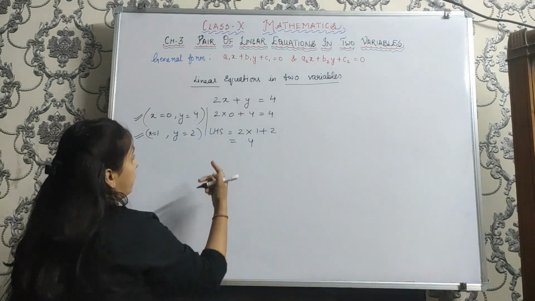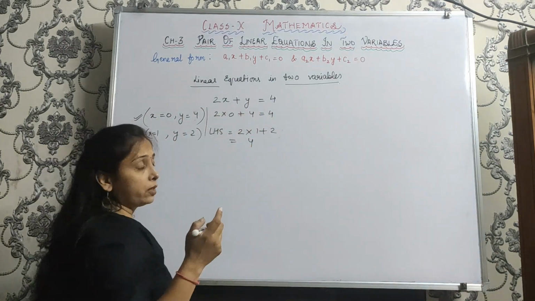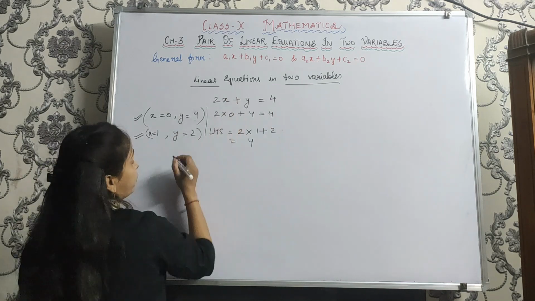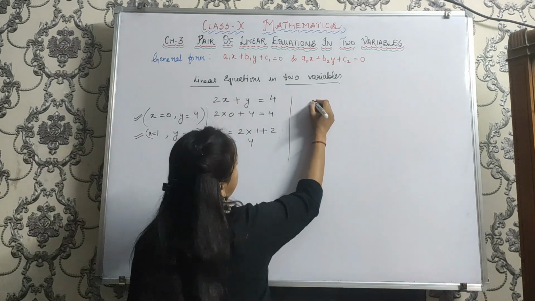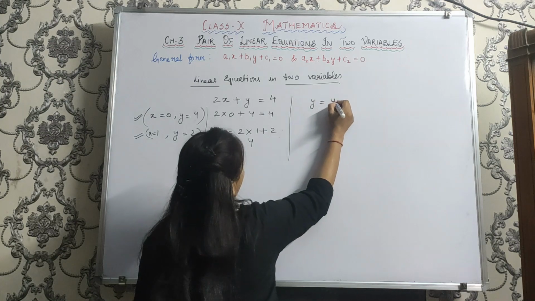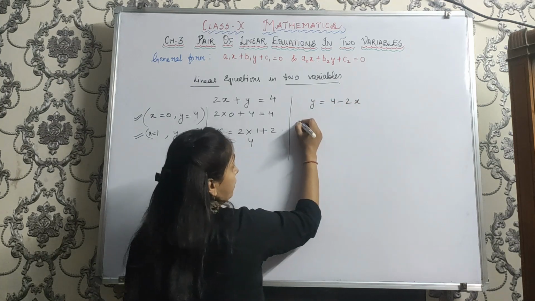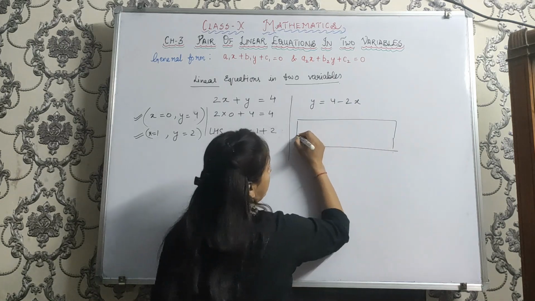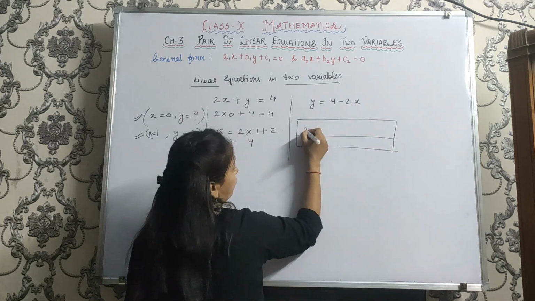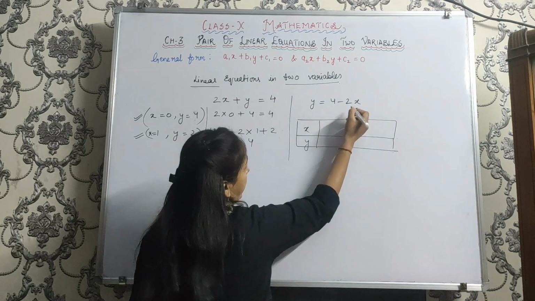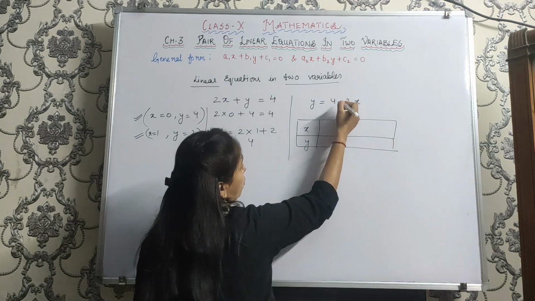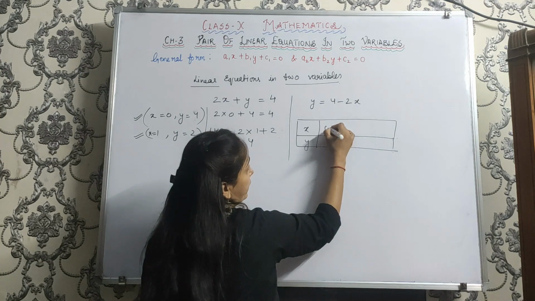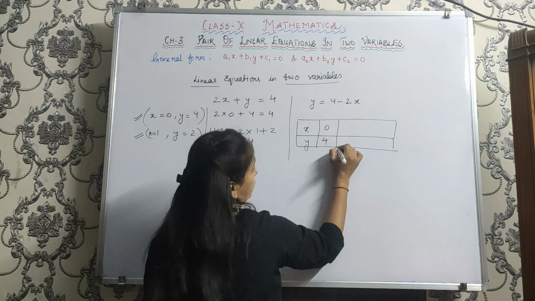How to find it? We put the value of one of the variables in the equation to get the value of the other variable. Like for this equation, I can write this as y is equal to 4 minus 2x, simple. And this we have done in tabular form earlier. If I take the value of x as 0, then y becomes 4 minus 2 into 0, that is 4 minus 0, 4. So when x is 0, y is 4.